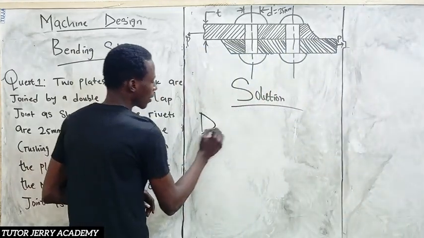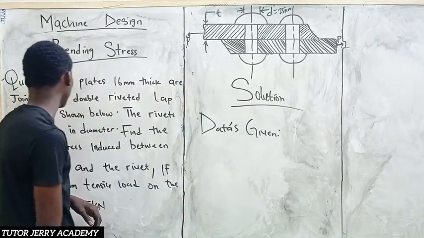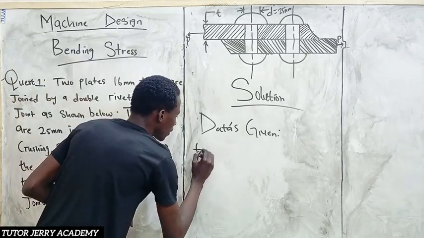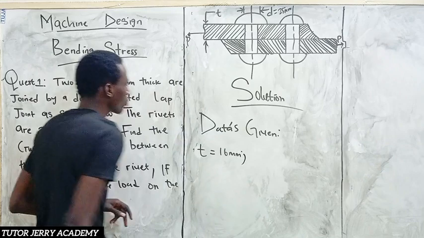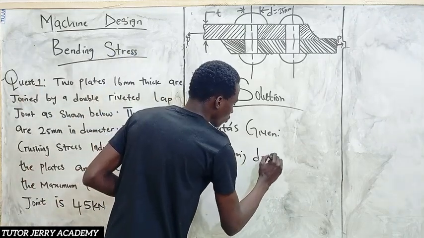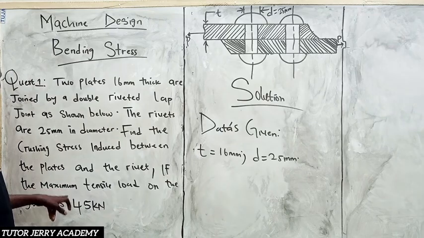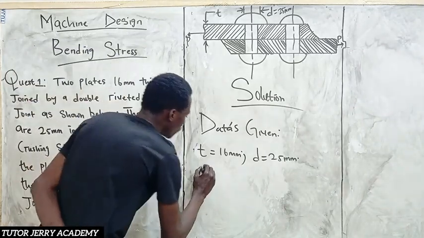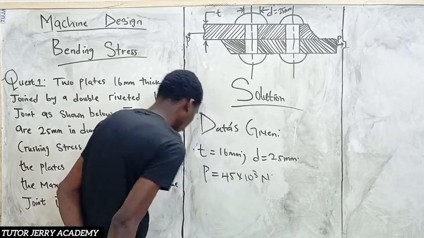So first thing, I will be bringing out the data from this question. So let's say data is given. So the first thing we have here is a thickness of 16 mm. So thickness T is equal to 16 mm. What do we have next? I have a diameter of 25 mm. So my diameter D is equal to what? 25 mm. What do I have next? I have a maximum tensile load of what? Of 45 kN. So I have P to be equal to 45 times 10 to the power of 3 Newton.